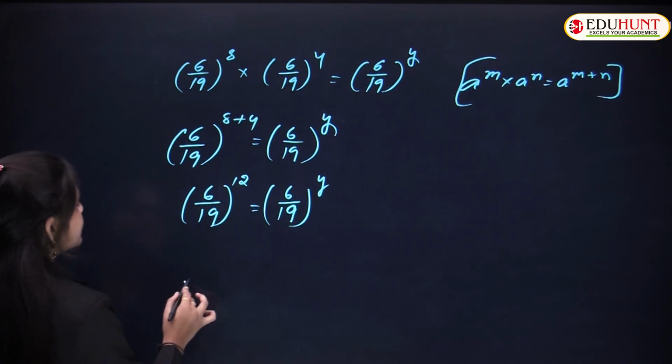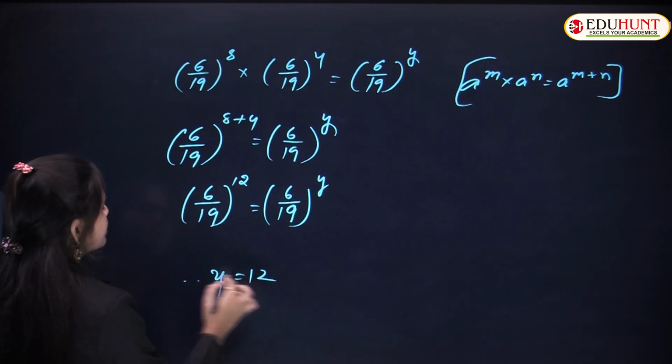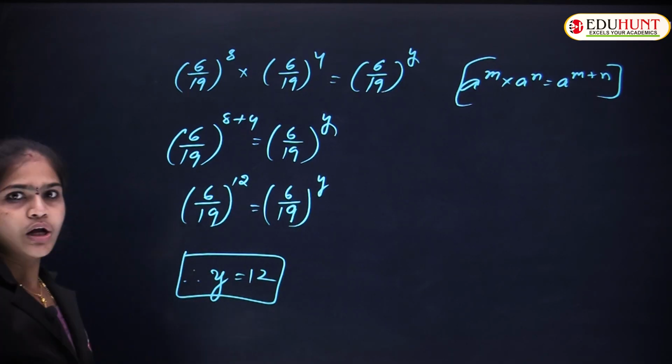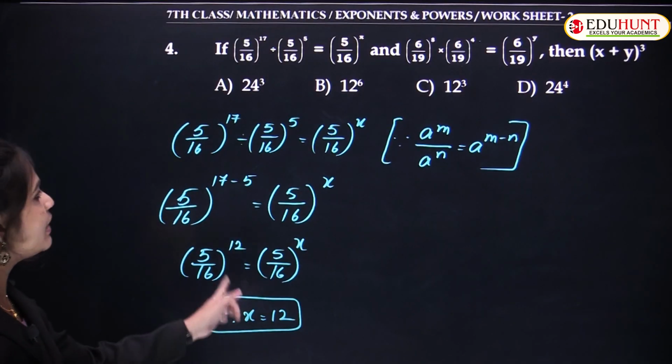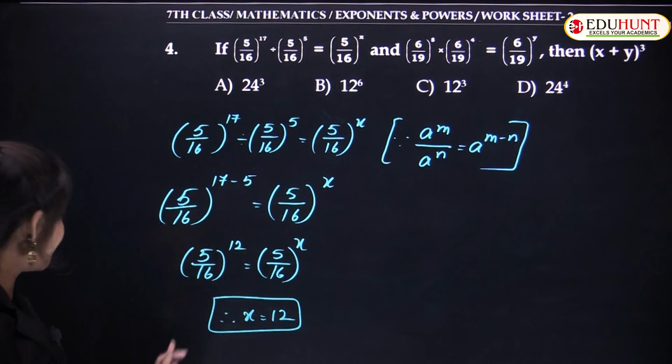Okay, since x equals 12, what is the value of y here? Y is also equal to 12. Okay, x value is equal to 12, y also equals 12. Now, x plus y whole cube.